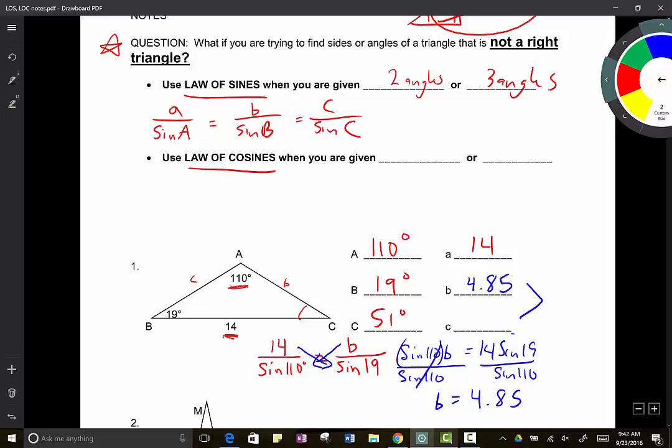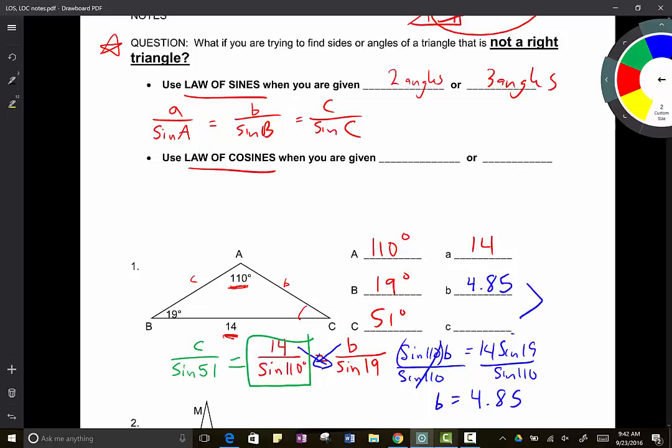Pythagorean theorem does not work for these triangles. Why? Because it's not a right triangle. So we have to use law of sines again. So I'm going to switch to green here. I'm still going to use this, but I'm going to set it equal now. Since we're looking for side C, I'll put side C over the sine of C, which is 51.